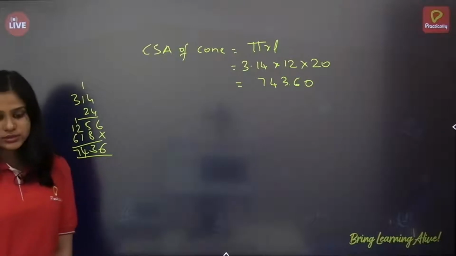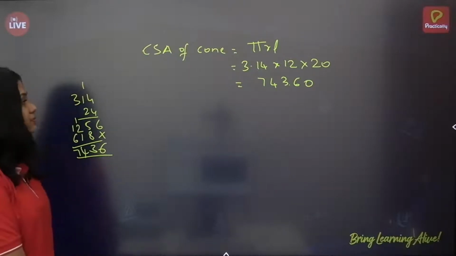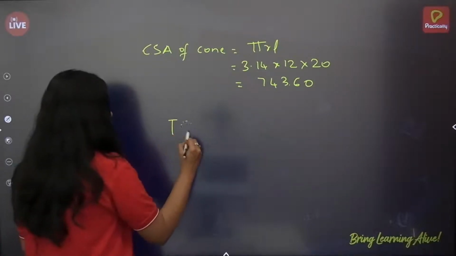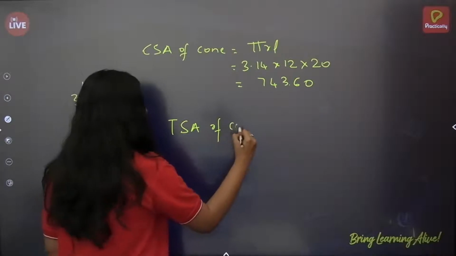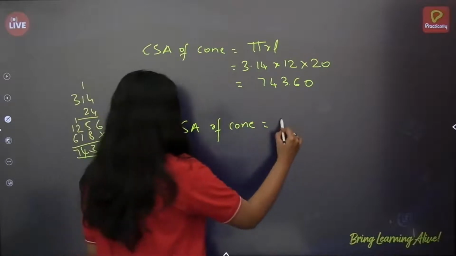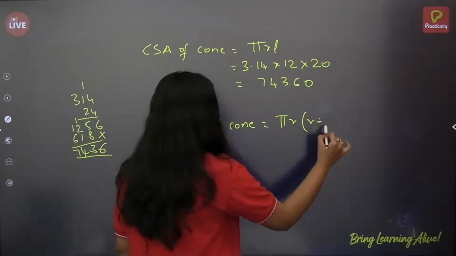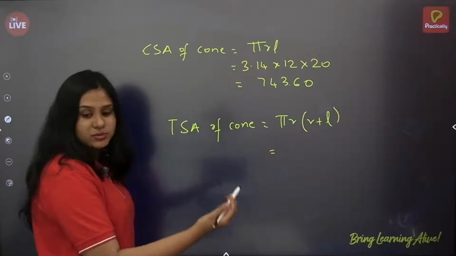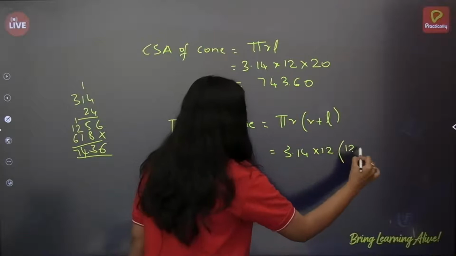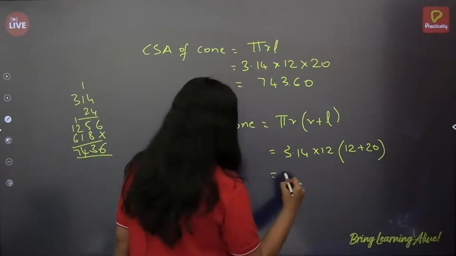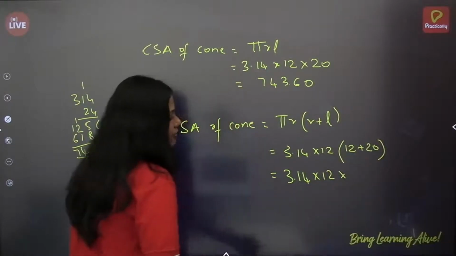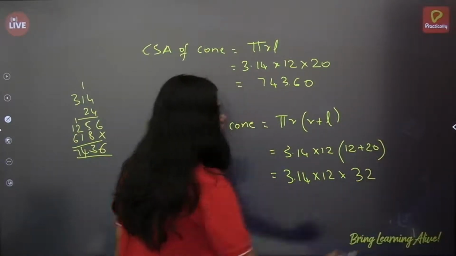All right. Good. So just calculate and answer it. Next, TSA of cone. What is the total surface area of a cone? TSA of cone is equal to pi r (r plus l). Pi r (r plus l). So again just substitute the values. 3.14 into 12 into (12 plus 20). So 3.14 into 12 into how much is this? 32. So just solve it.